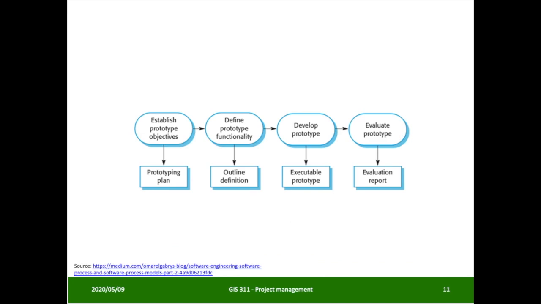Okay, so here we can see a bit of an illustration of what this looks like. So we have establishing the prototype objectives. So what is this prototype actually going to do? What is the scope of this? Then we define the functionality. What is included, what is not, what functionality will we test, what not. We develop the prototype and then we evaluate the prototype. And along this, there's four documents that are basically the output.